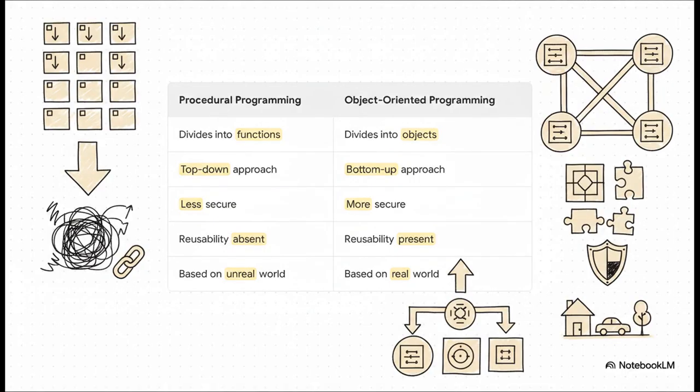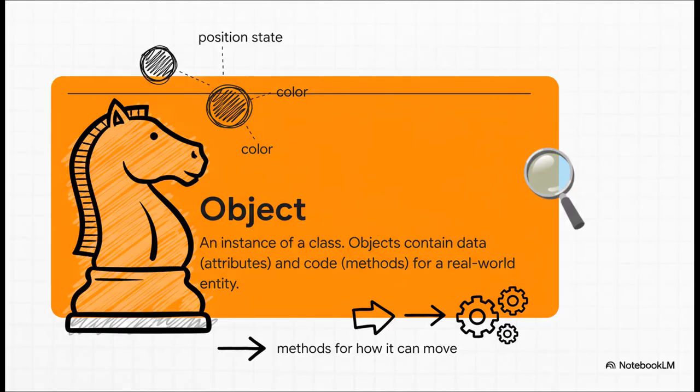Okay, so when you look at these two side by side, you can really see the huge shift in thinking. Procedural programming is like a recipe. It's a top-down list of instructions for the computer to follow. OOP completely flips that script. It's a bottom-up approach where you start by creating these objects that actually model things from the real world, bundling data and the code that works on that data together. And this change, well, it makes our code more secure, way more reusable, and a heck of a lot easier to manage. And that brings us to the star of the show, the object itself.